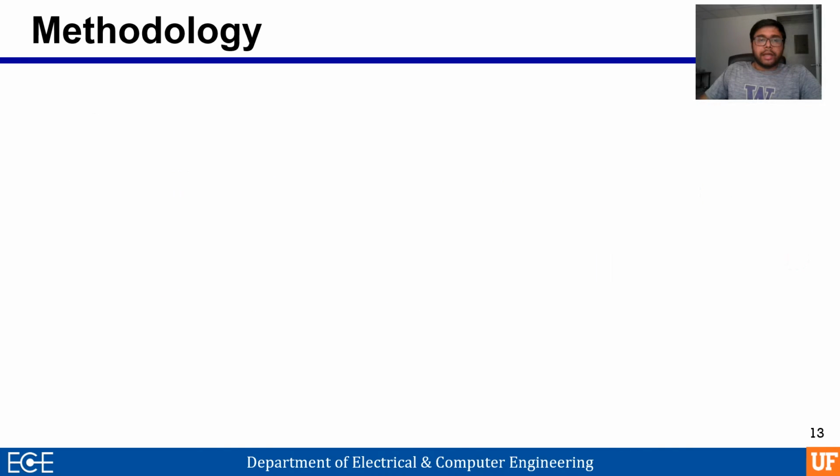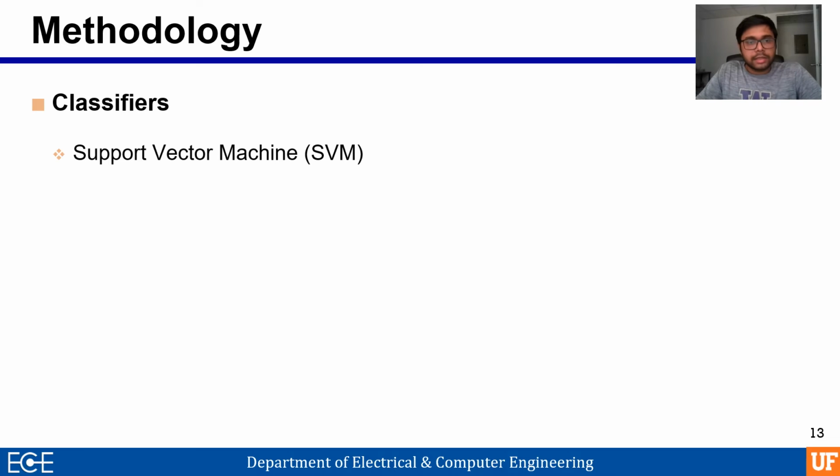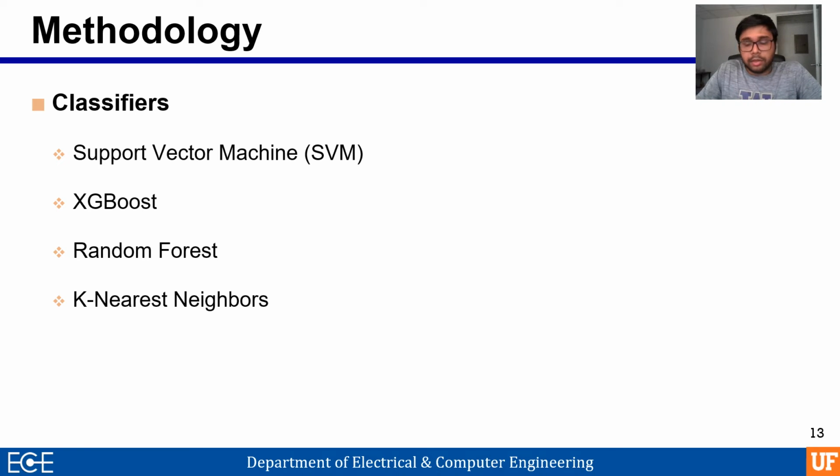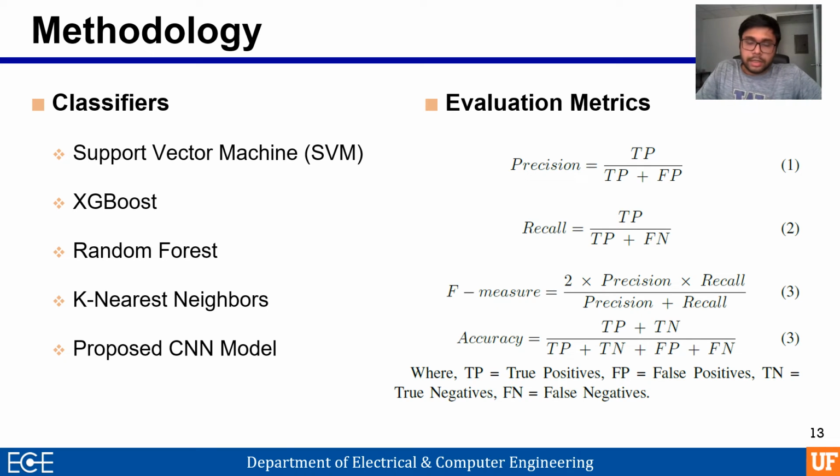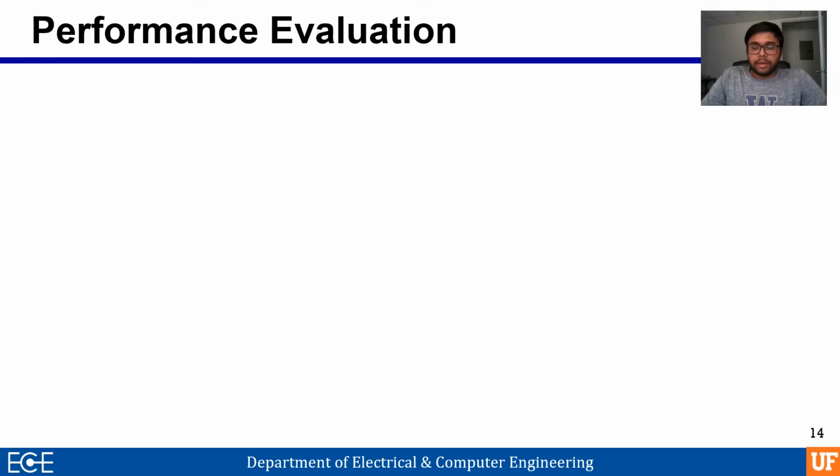After that, the classifiers I used on the extracted features were support vector machine, XGBoost classifier, random forest classifier, k-nearest neighbors, and also my proposed CNN model. For evaluation, I used precision, which is the true positives divided by true positives plus false positives, and recall, which is the true positives divided by true positives plus false negatives. The F measure is the harmonic mean of precision and recall, and I also measured the accuracy. So now I will show the performance of the different approaches.